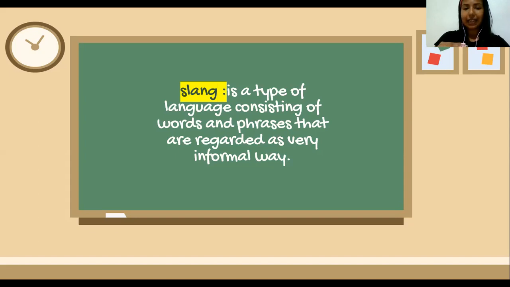Here we have slang. Maybe you are asking what slang means because it's the first time that you hear about it. So what is slang? Slang is a type of language consisting of words and phrases that are regarded as very informal. You have to know that they are more common in speech than writing, and they are typically restricted to a particular context or group of people. Okay, in the next slide, we have an example.